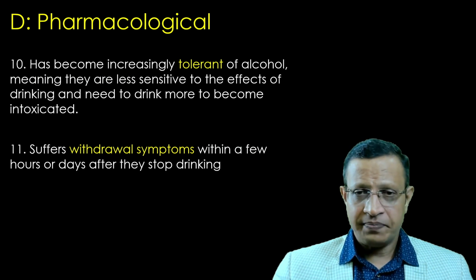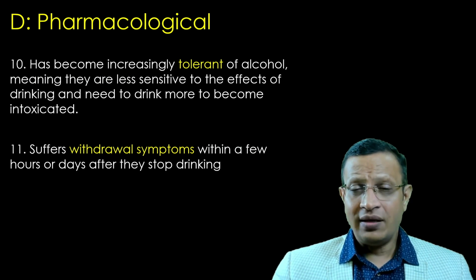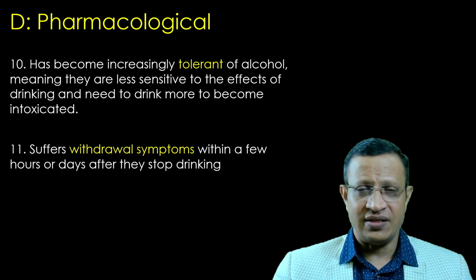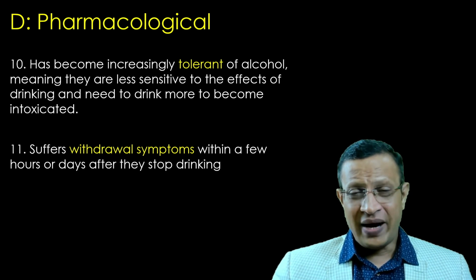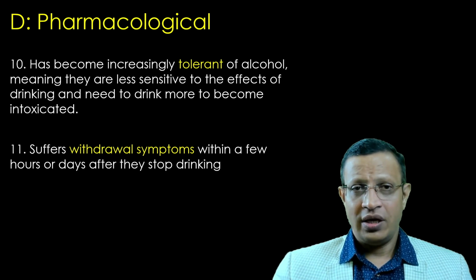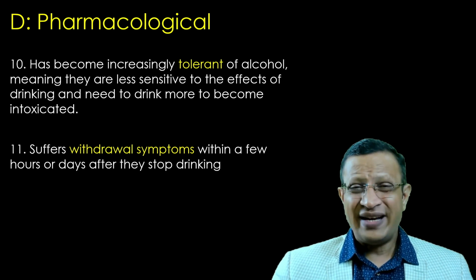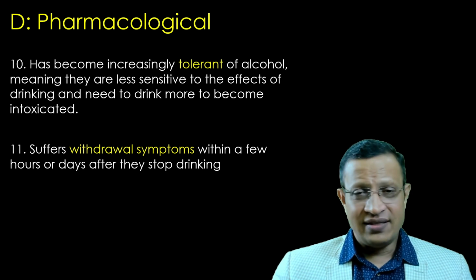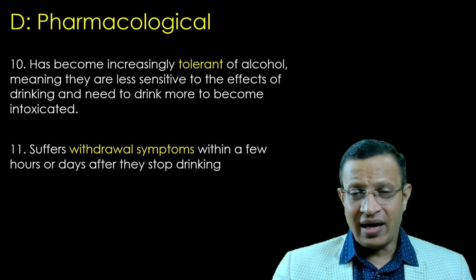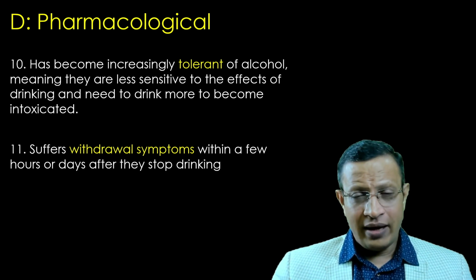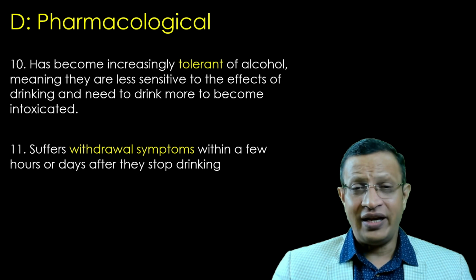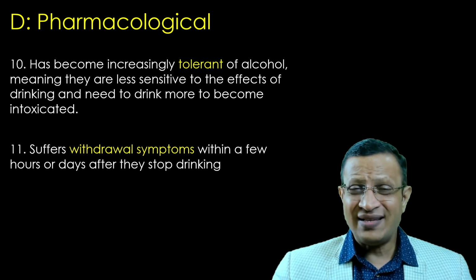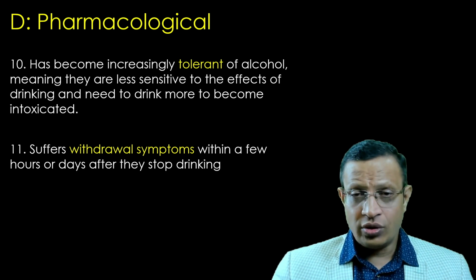Coming to the last part, that is pharmacological. Here, the person becomes tolerant to the substance. That means, in spite of taking alcohol, he does not get the kick. To get the same effect, he has to take more alcohol. In simple words, if a person has started drinking with 1/4 of alcohol, after 1 year he requires around 3/4 to get the same kick. After 3 years, he requires around 5/4 to get the same kick.